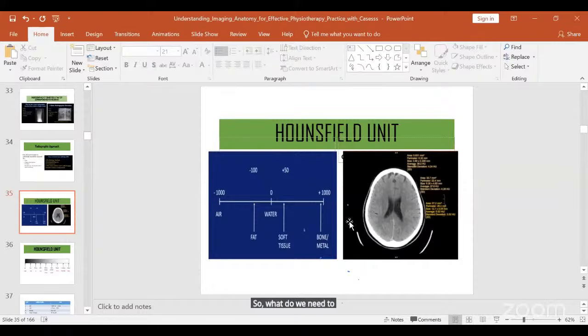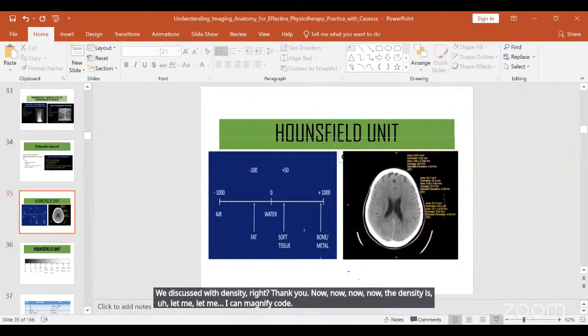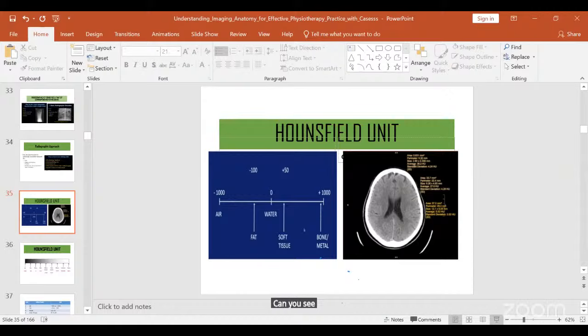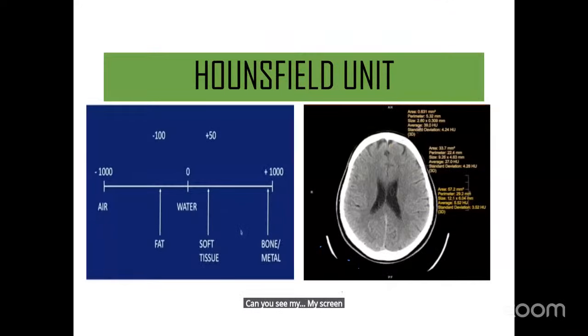Just like in CT, I said we use density, right? Hypodense and hyperdense. Now the density, let me see whether I can magnify it. Can you see my screen? Yes, sir. Oh, you can see it after projecting. Very good.